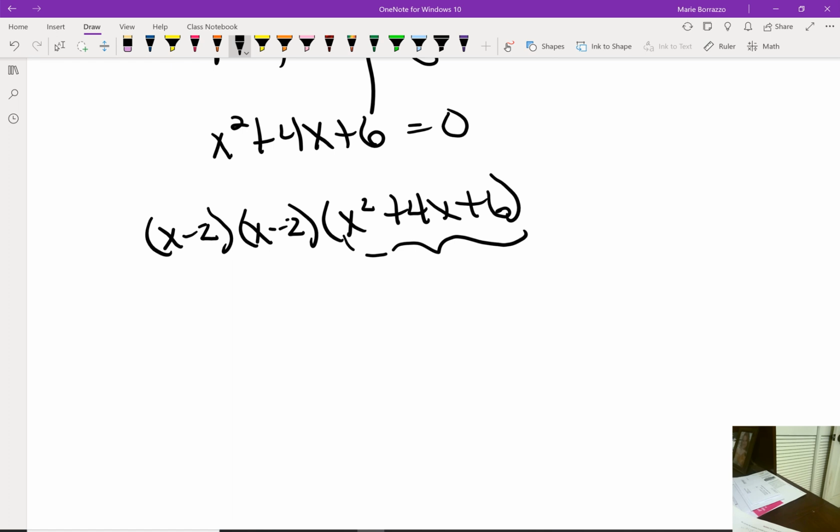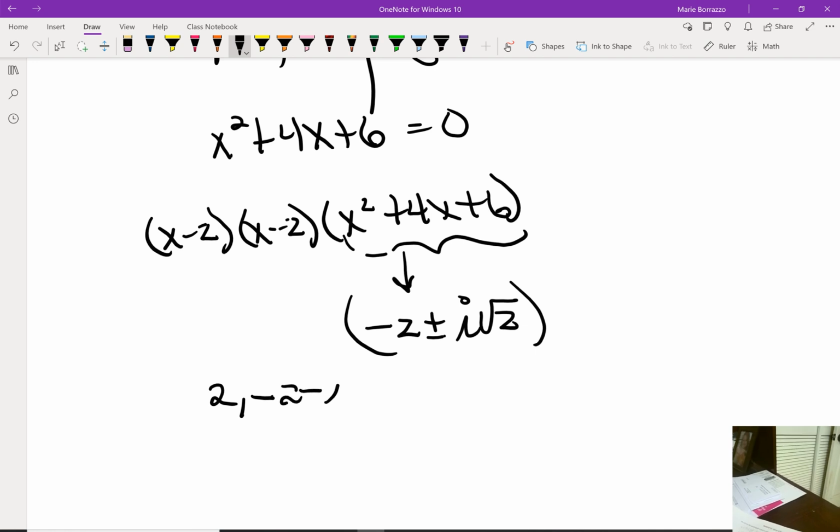So if we use the quadratic formula, and when we're done solving this, this one results in -2 plus and minus i square root of 2. And so our factors are positive 2, because remember this is plus and minus of that. So this will be 2, comma, -2 minus i square root of 2, comma, -2 plus i square root of 2. And those are my factors of this equation.